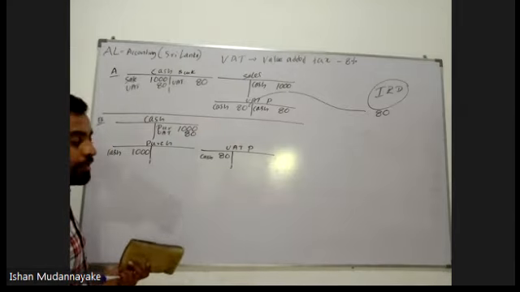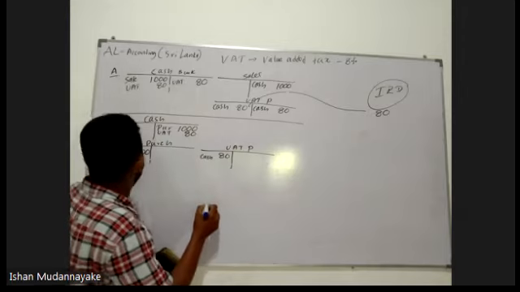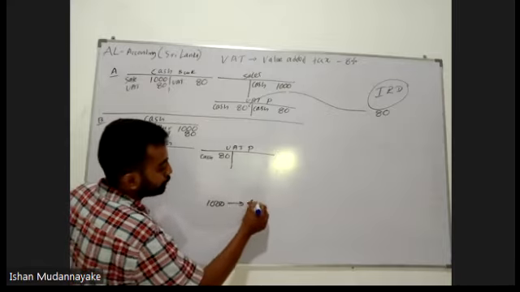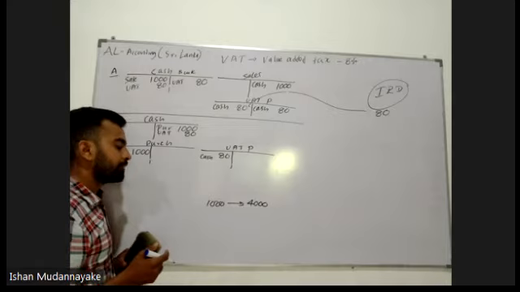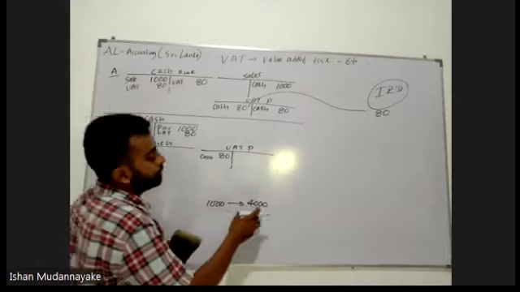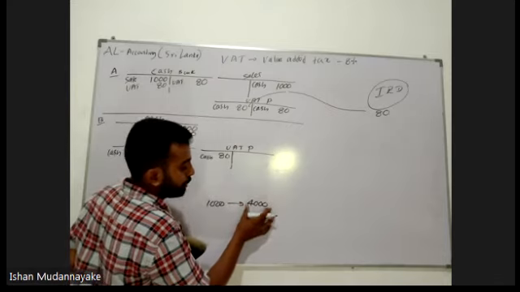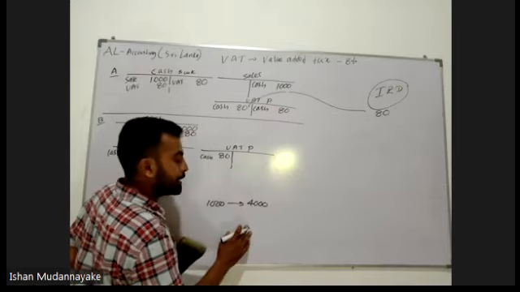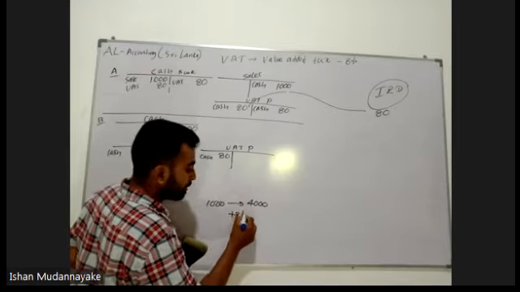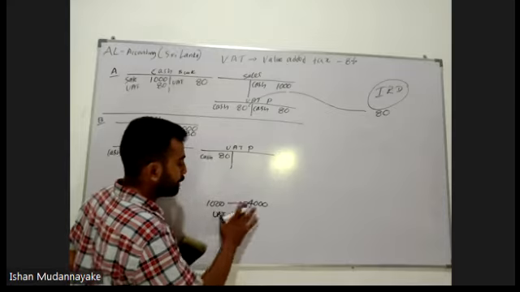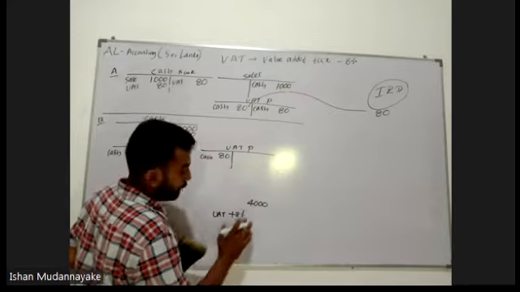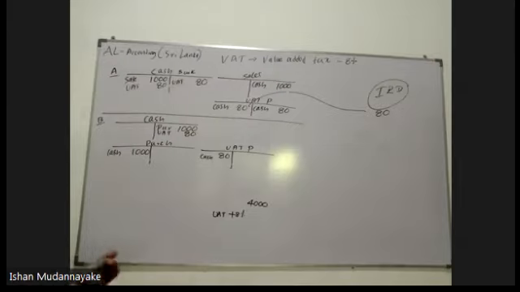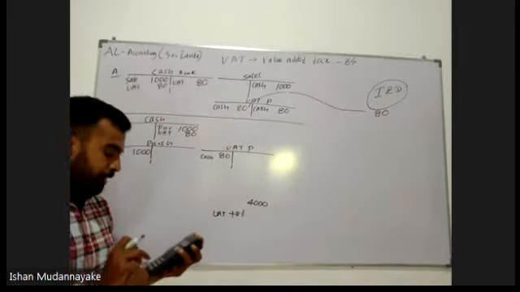And then, according to the previous example, business B converted this 1,000 product into 4,000 product and sold it to company C. When they are selling this 4,000 product to company C, they add 8% back. 4,000 into 8%. How much is the amount? The amount is 320.